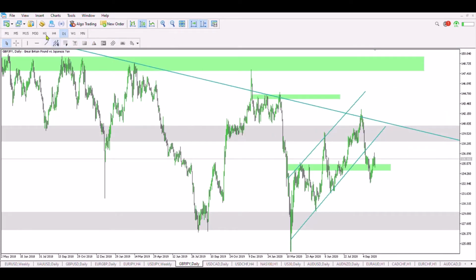Of course, if the price continues with the bearish trend, we can see new lows, probably to this area right here or to the daily support and resistance back here. Okay guys, this is very quickly for this pair.